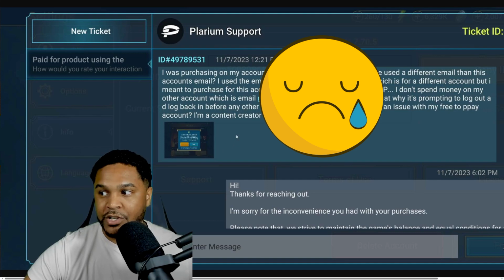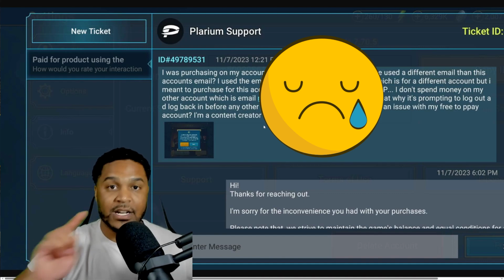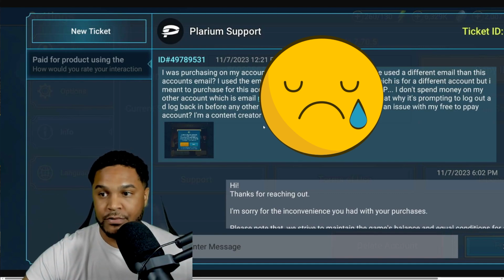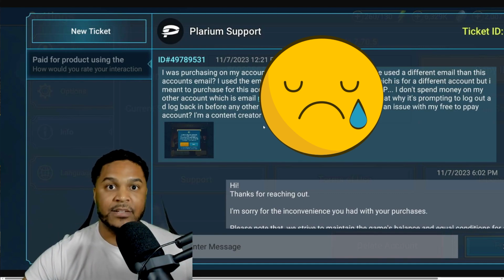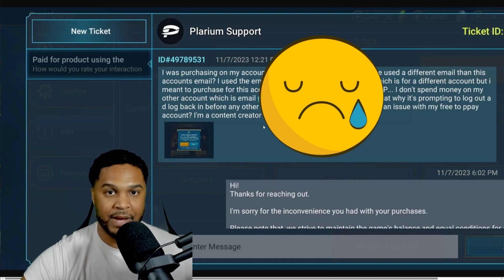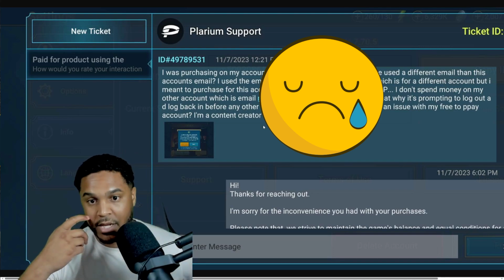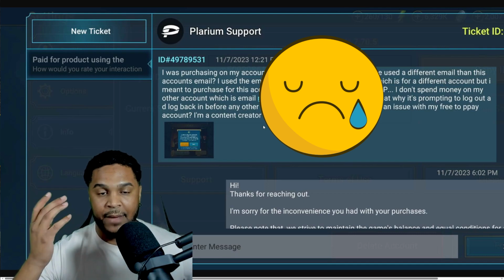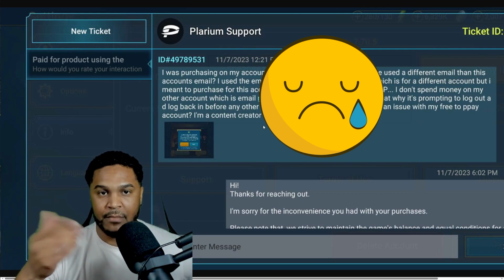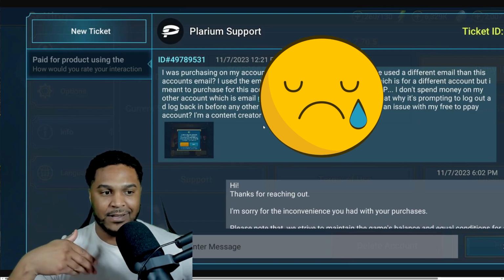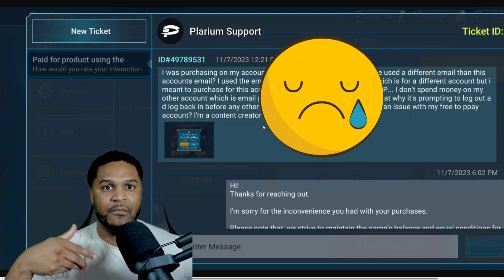And that picture was showing on both of my accounts, saying that you cannot be cross paying, basically. Like you can't use one account email to pay and put it on another account. And that's where I was confused. I was like, wait a minute, I'm on my pay to win account making purchases. Why is it being credited to my free to play account?